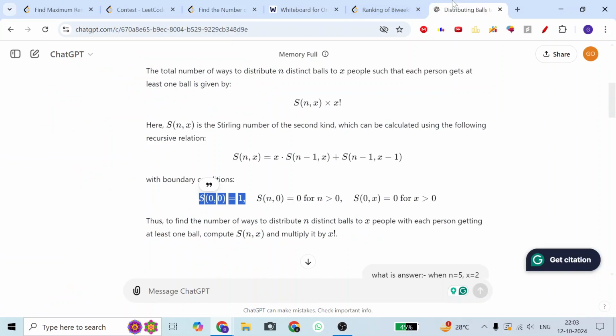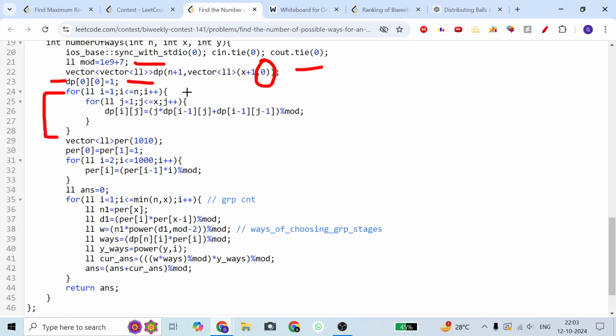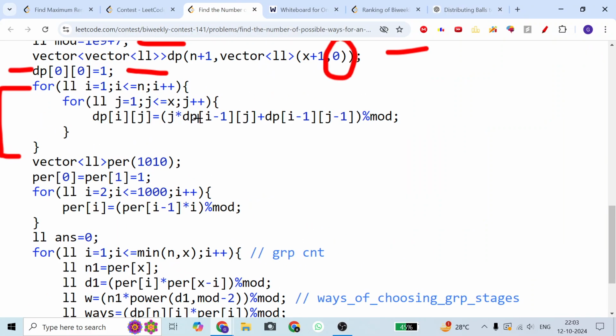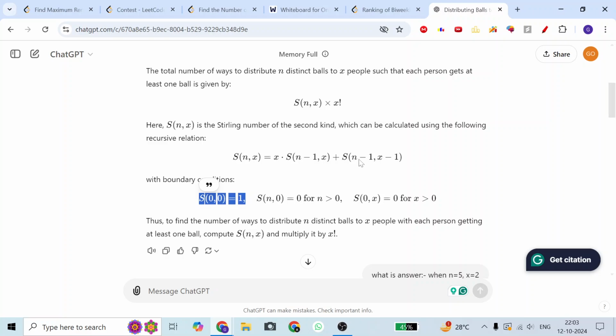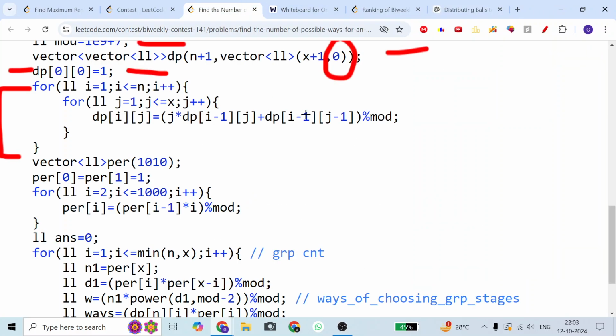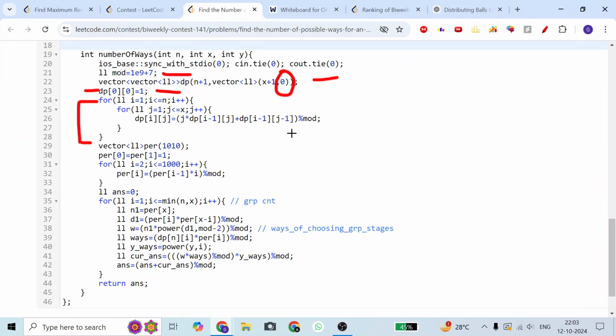This is nothing but what is n, x: suppose n is i, x is j. It is j into dp of i minus 1, j, plus dp of i minus 1, j minus 1. Then I am taking the mod because I need to find the answer modulo the mod.